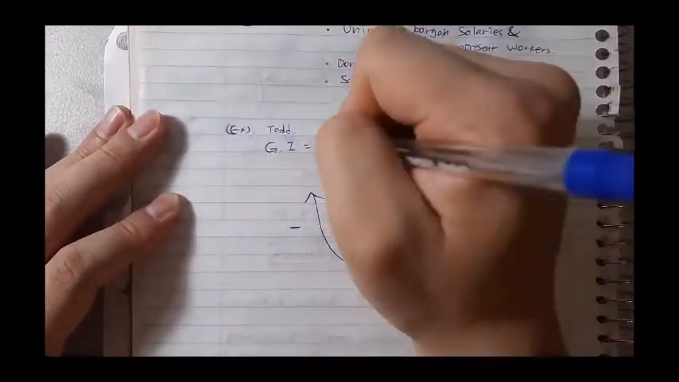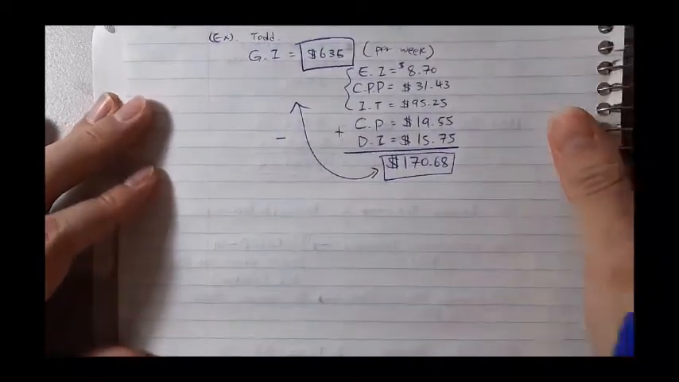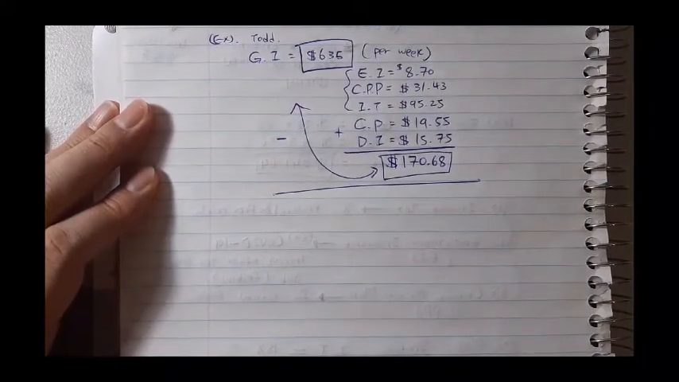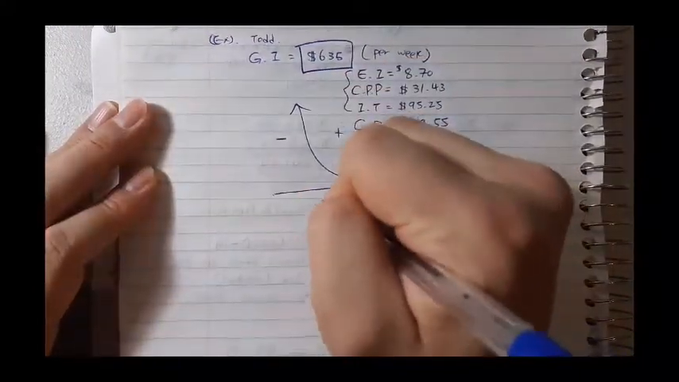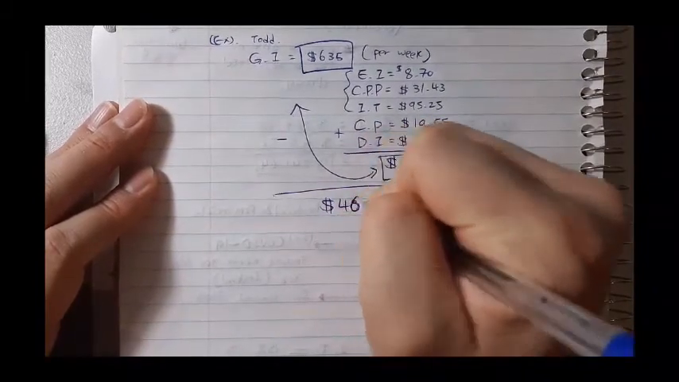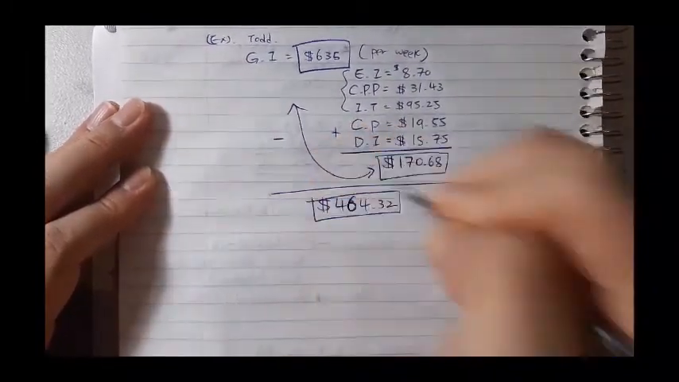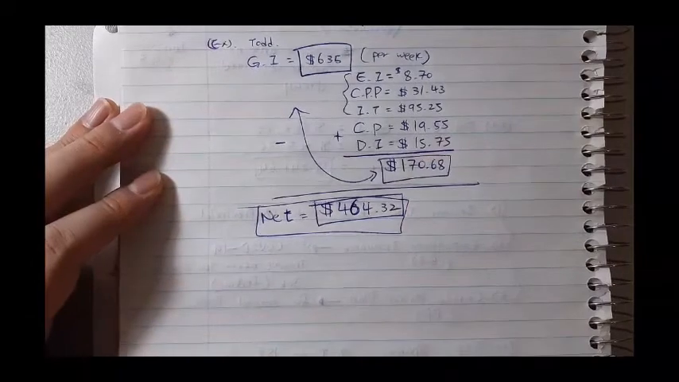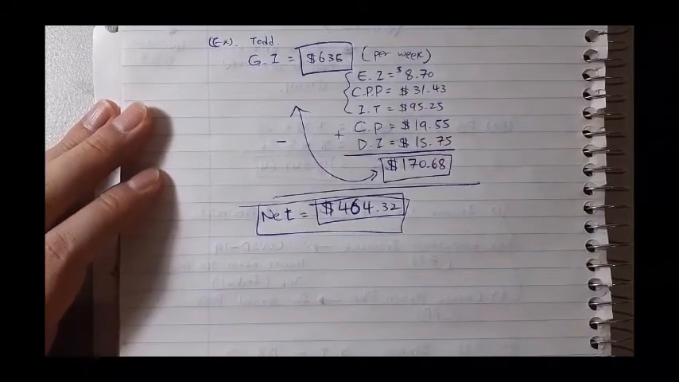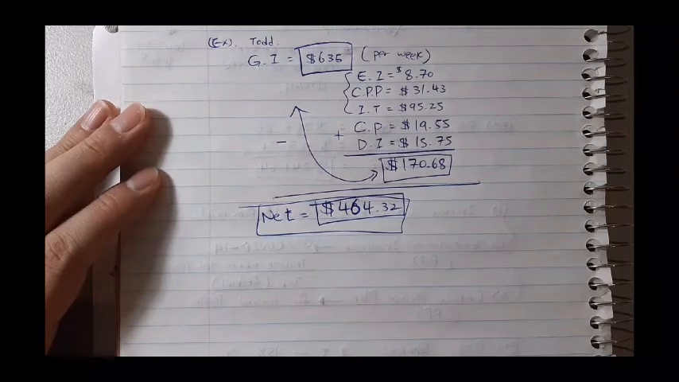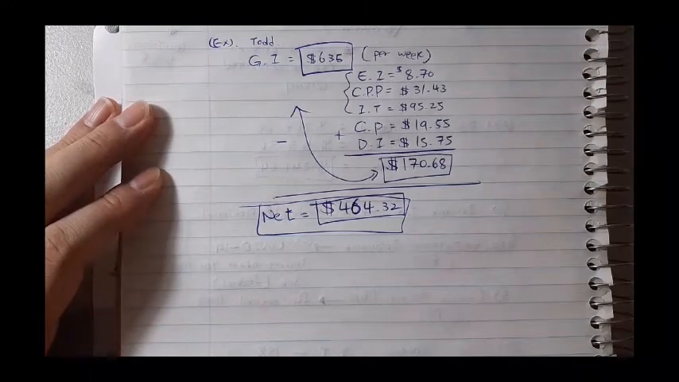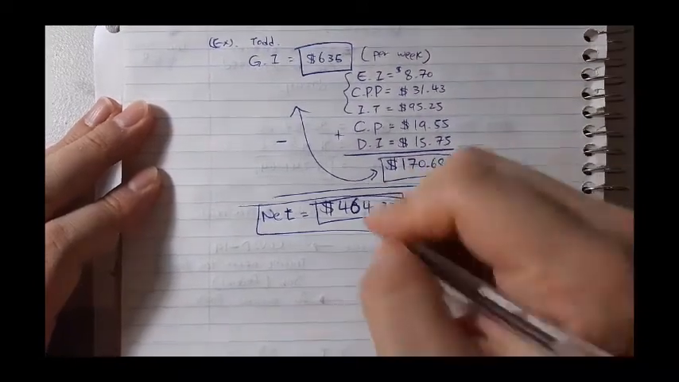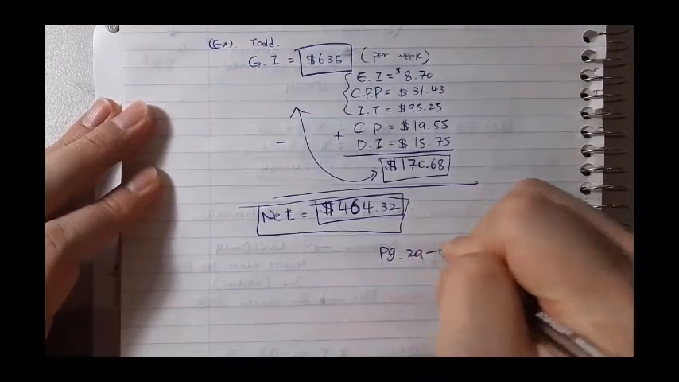Now we can subtract 170.68 from 635. If you do that, you will have $464.32, and that is how much net income Todd has in his computer technician job. That is today's lesson. Your to-do list is quite straightforward. Do every question on pages 29 to 30.